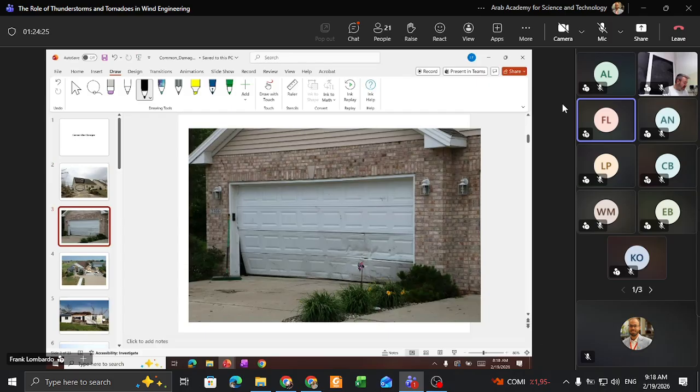Here's another example. Again, this is a garage door that's been bent inward. And again, you can get pressure in there.